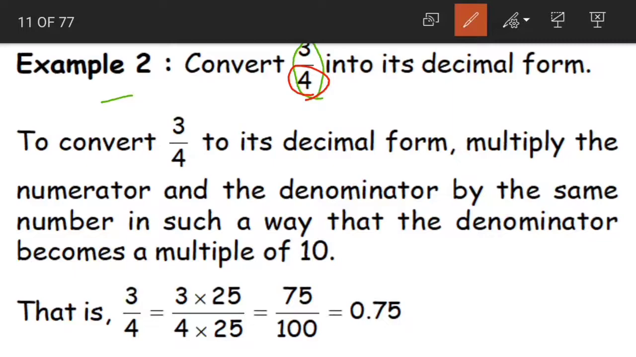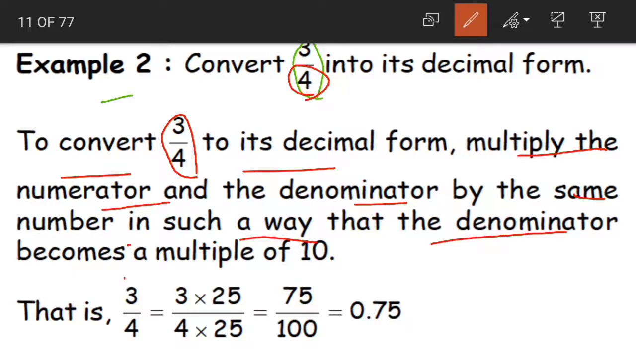Now how to do this? To convert this 3 by 4 to the decimal form, we need to multiply the numerator and denominator by the same number in such a way that the denominator becomes a multiple of 10. That means the denominator becomes 10, 100, 1000 or so on. To convert this into decimal form, we need to multiply both numerator and denominator by the same number. So for 3 by 4, we need to find the equivalent fraction, children.